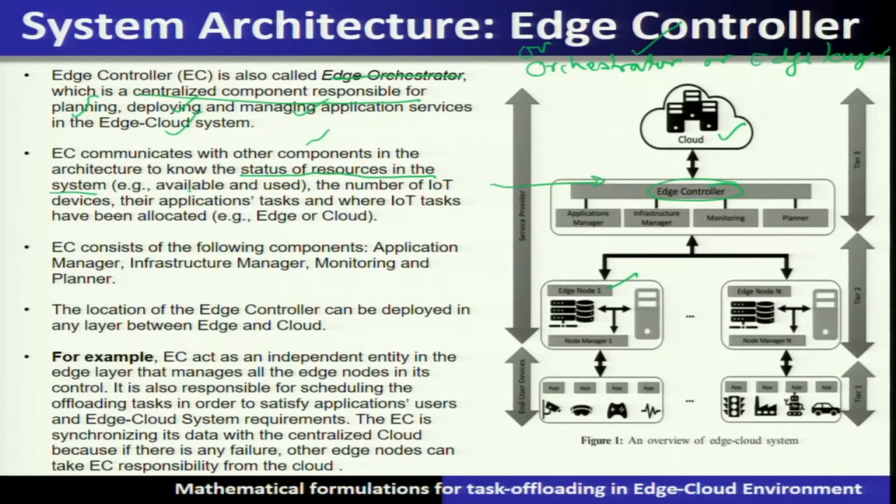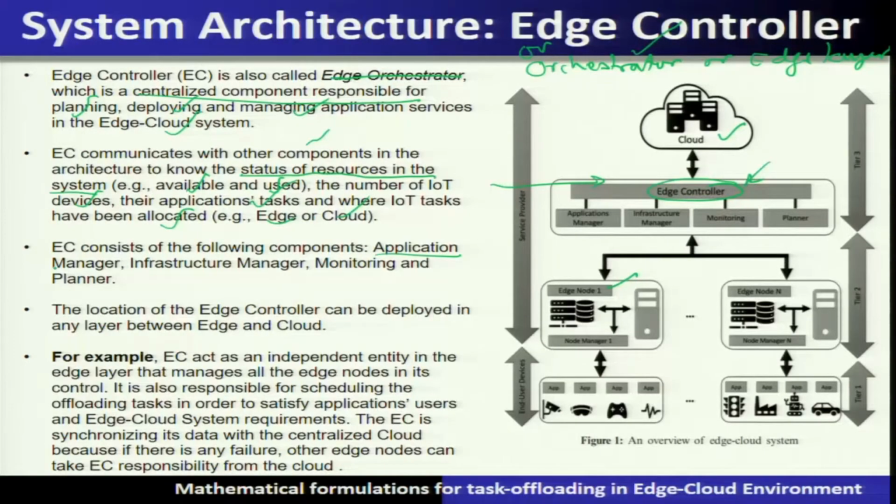For example, what system resources are available or what system resources are already in use. What is the number of IoT devices running their applications tasks, and where these IoT tasks have been allocated, whether on the edge or on the cloud. All this statistics or information will be collected by the edge controller by way of communicating with all these components. Therefore, the edge controller consists of the following components.